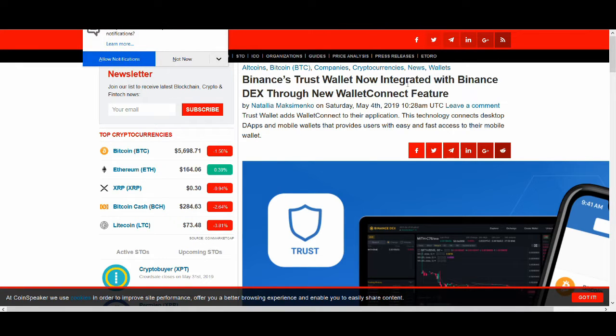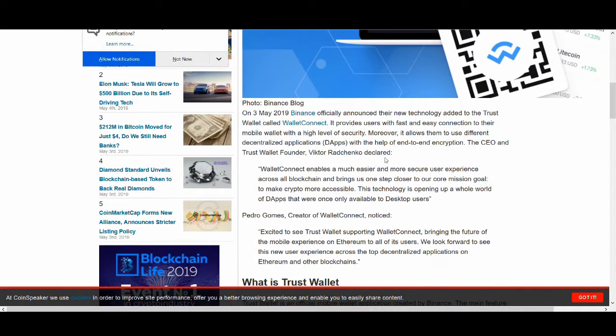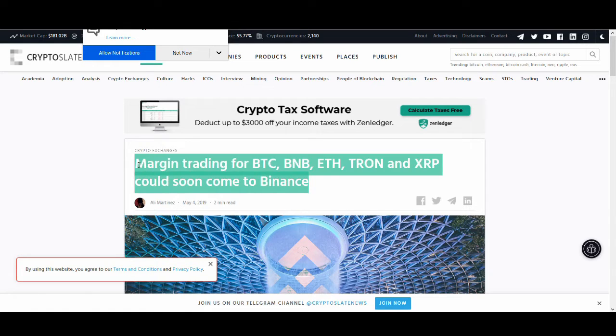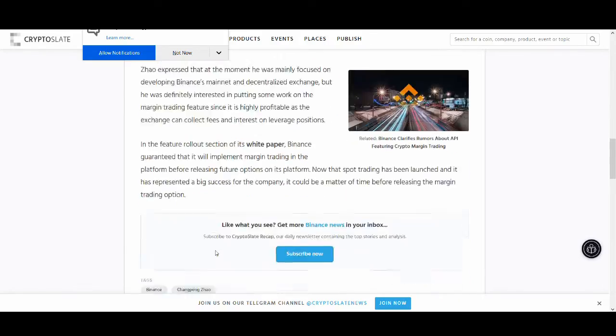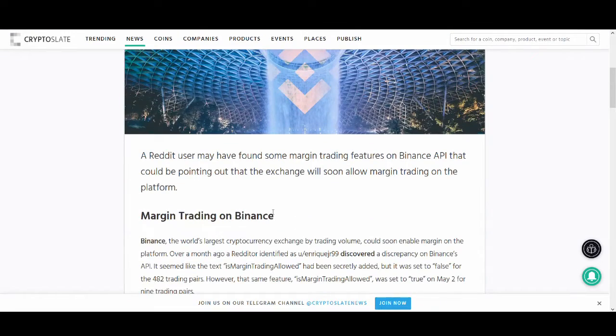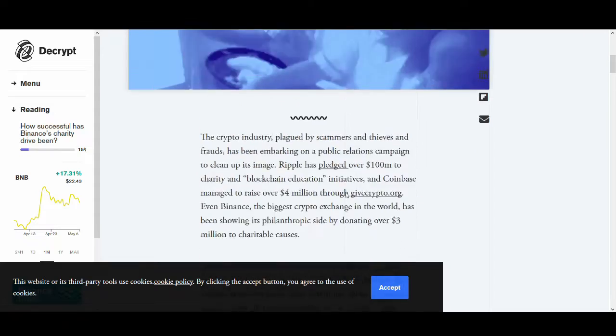Binance Trust Wallet is now integrated with Binance DEX, so they're continuously innovating. It provides users with fast and easy connection to their mobile wallet with a high level of security. This would be great because currently BitMEX is another popular one, and the main reason is that they provide margin trading. If Binance provides margin trading as well, this will take them to another level, and that's what I'm talking about. Binance is trying to compete with everyone, so that is another reason that could be potentially beneficial for Binance Coin.